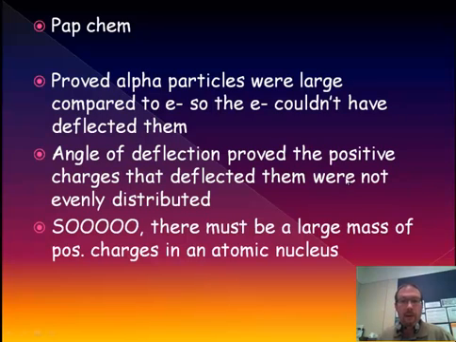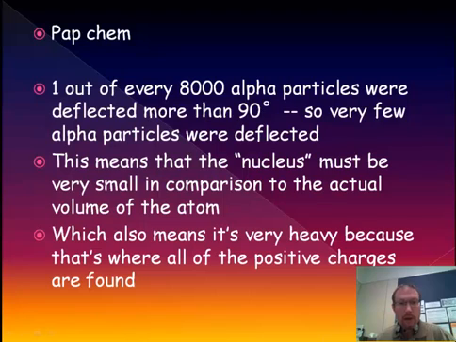So this gave them conclusive proof that there had to be unequal distribution of mass in an atom, hence most of the mass being concentrated in the nucleus of that atom. Based on the number of deflections, there were actually very few alpha particles out of the total that had been deflected. And they were able to calculate, based on the amount that were deflected and the angle they were deflected at, the relative size of that nucleus.